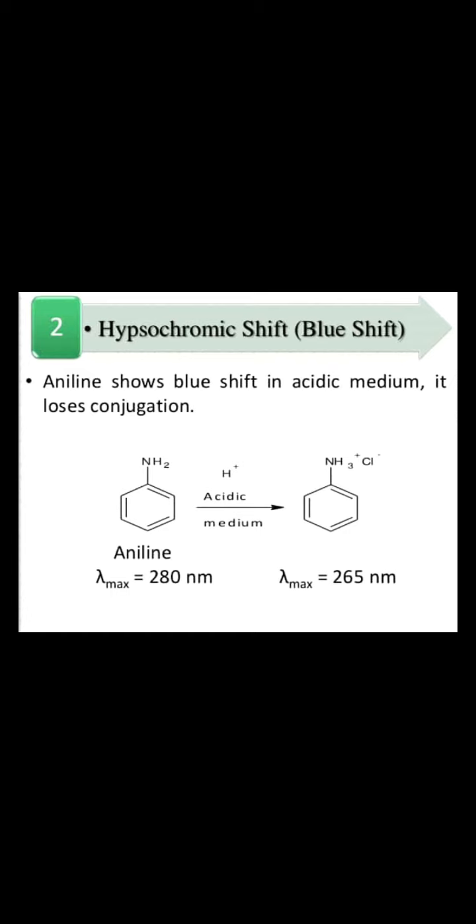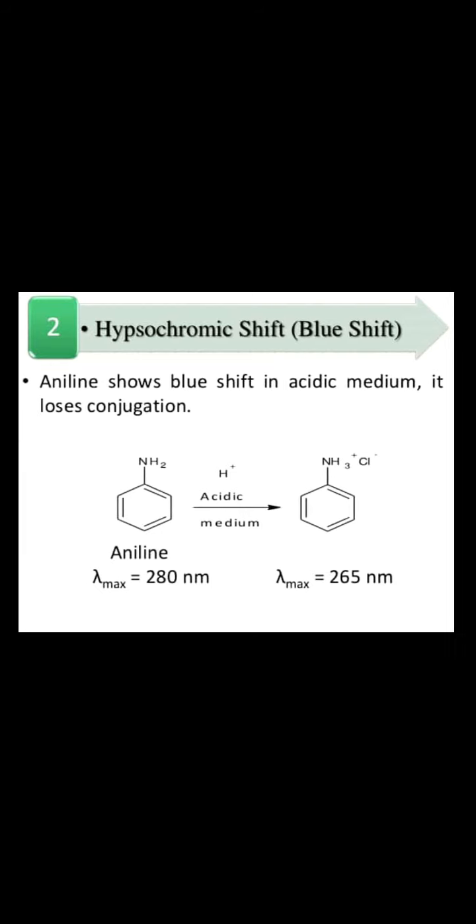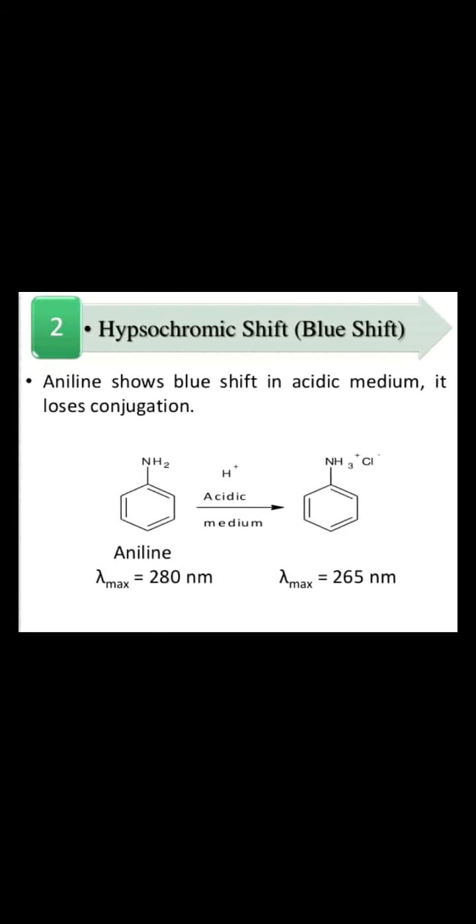For the blue shift, aniline shows a blue shift in acidic medium because it loses conjugation. Clear? So there is loss of conjugation of the electrons, or loss of the protons, in acidic medium. Aniline's lambda maximum is 280 nanometer, which converts to lambda maximum equal to 265 nanometer. Clear?